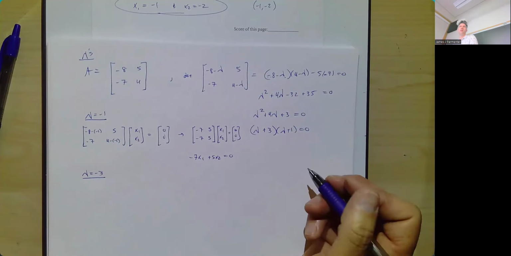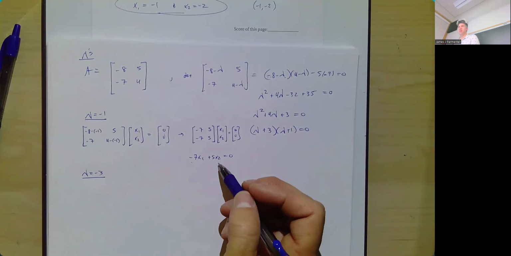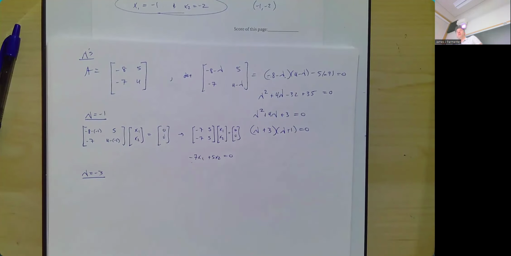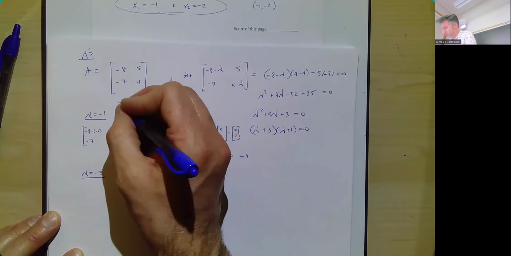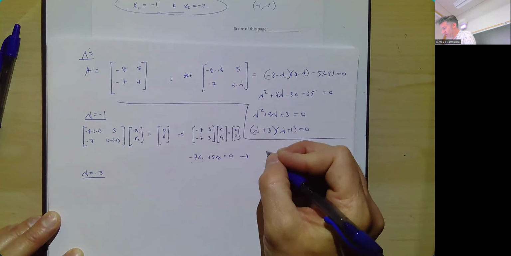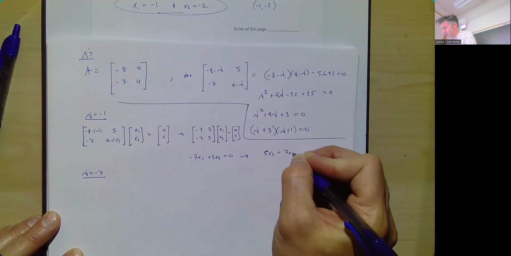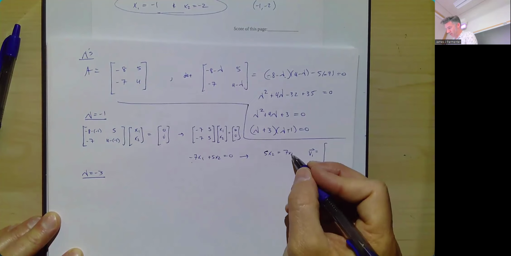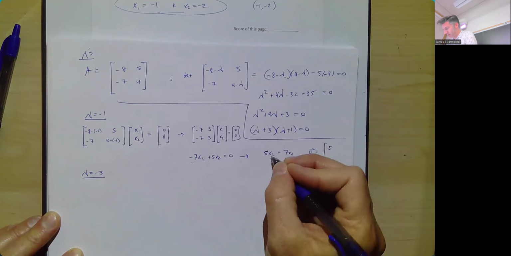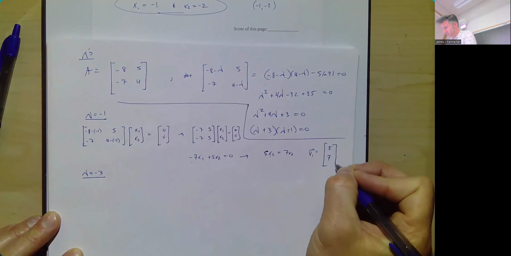And if you have the choice, if one thing's negative and one thing's positive, bring the negative thing to the other side to make it positive. So I would write this as 5 x2 equal to 7 x1. And then my eigenvector is going to be x1 equal to 5, x2 equal to 7. Cool.